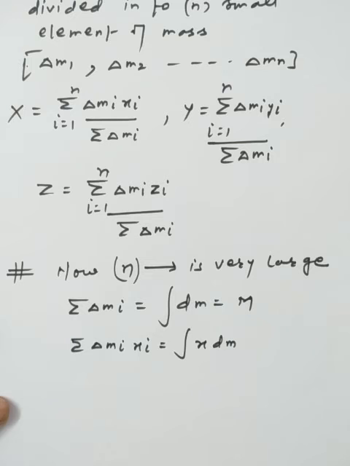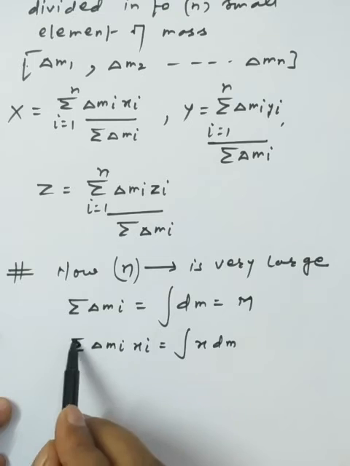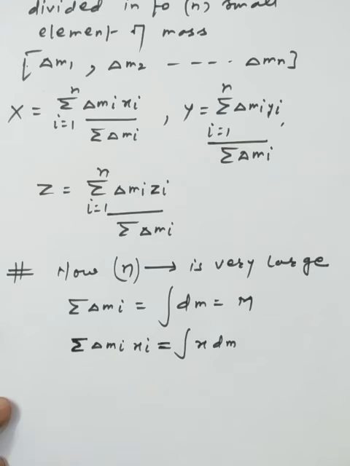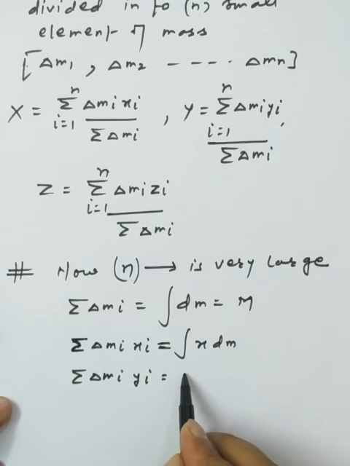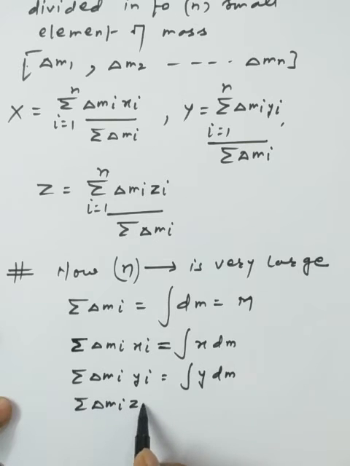Okay, now I am just changing the situation. Now the summation of delta mi multiplied by xi, I can write easily as the integral of x dm. Now I can write another portion: the summation of delta mi multiplied by yi, which is the integral of y dm. Similarly, the summation of delta mi and zi is the integral of z dm.